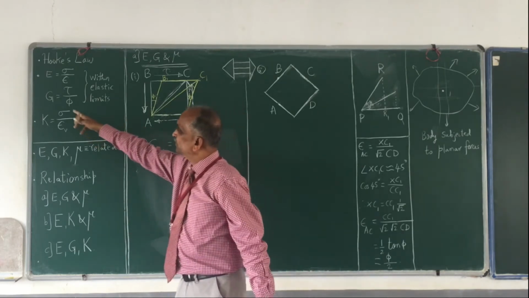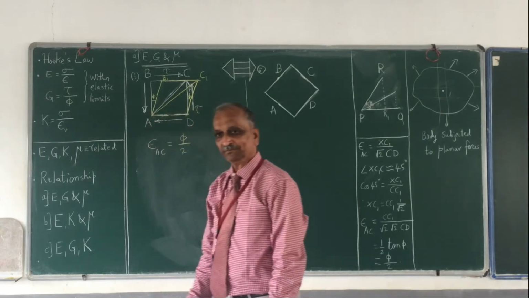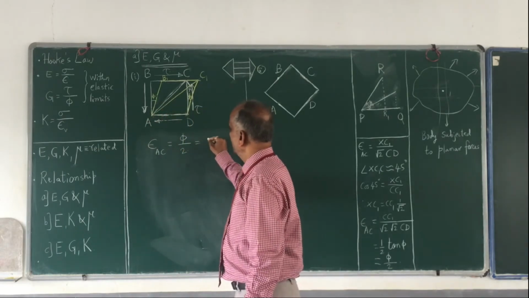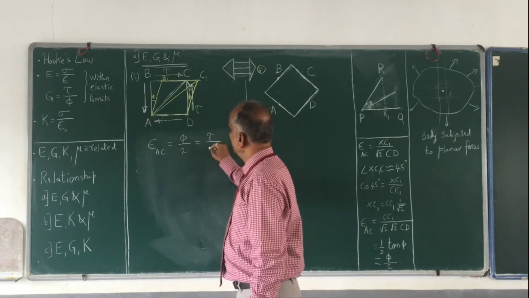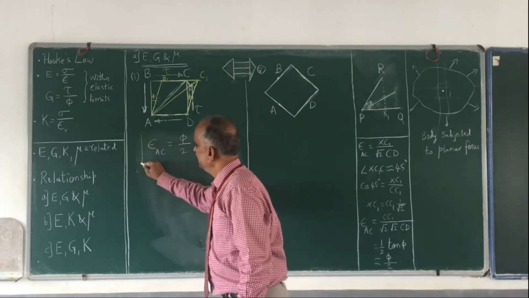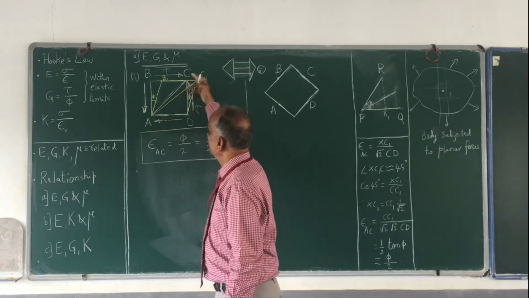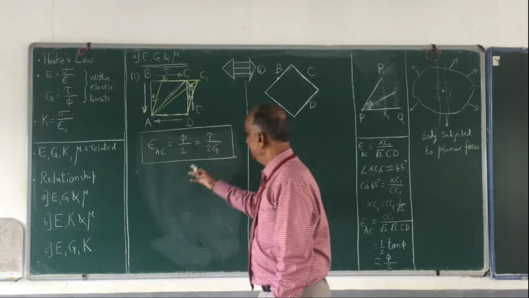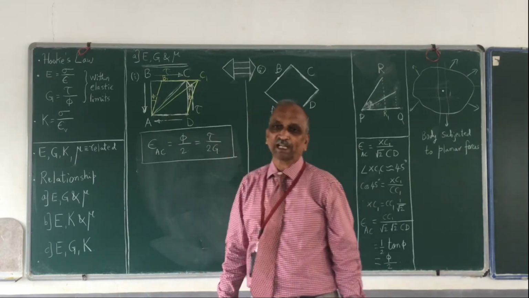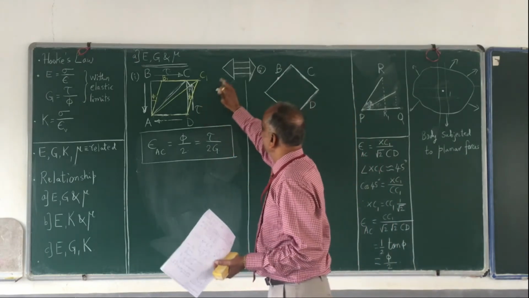Go back to the definition. What is phi? Phi is equal to tau divided by g. So phi divided by 2 is nothing but tau divided by 2 times g. So this is the relation I obtained: the normal strain in the diagonal is tau divided by 2 times g. This is what I have derived.